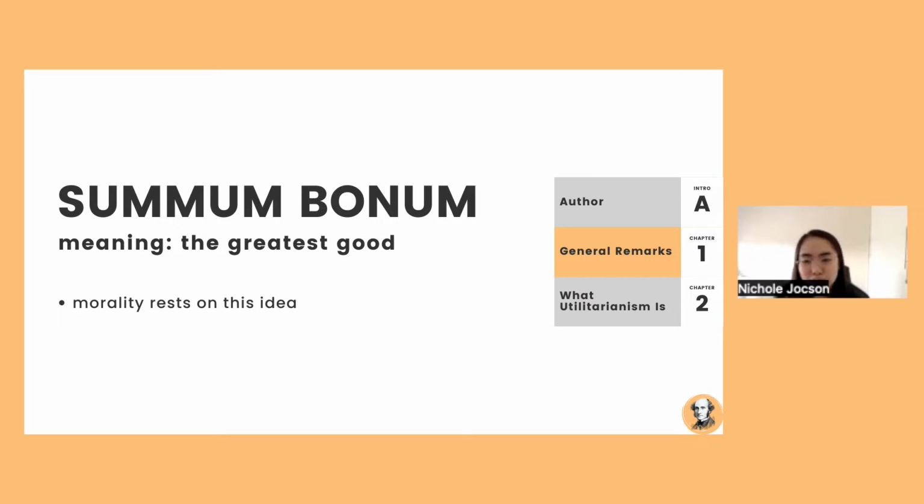So we start off the discussion with the first idea dropped off by Mill, which is the summum bonum. Summum bonum means greatest good. This idea, according to Mill, is the foundation for morality, and morality rests on the idea of summum bonum. So this means that all actions should be directed at attaining the greatest good for all. And more often than not, summum bonum is heard in religion, if it ever rings a bell for you.